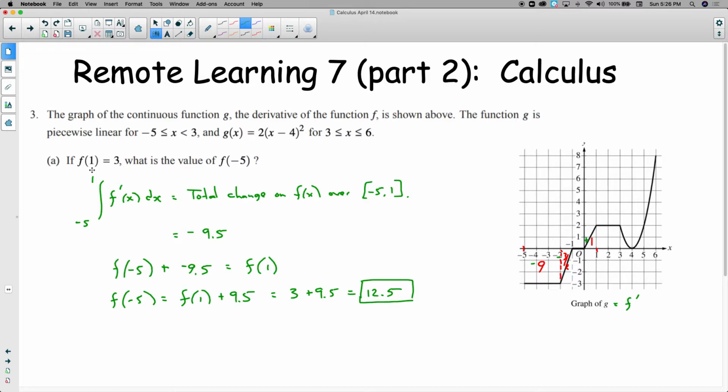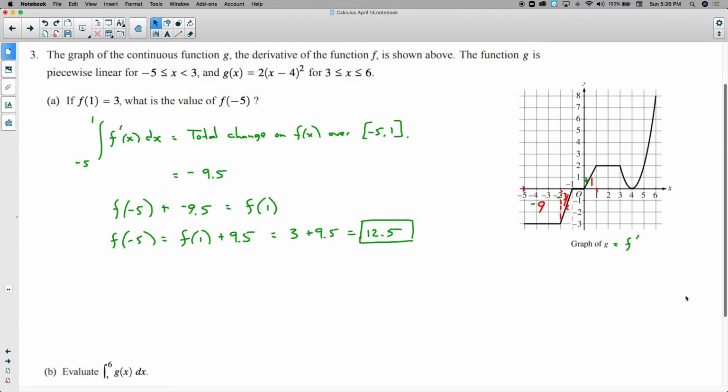Okay, so let's go on to part B. Let me scroll up and introduce part B. Part B is for us to evaluate the integral of g(x) dx from 1 to 6. Now we have a graph of g(x). We have the parabolic function defined, and we can quite easily find all of these lines, but let's not get into all of those computations. Instead, let's think about what it means in terms of the picture.